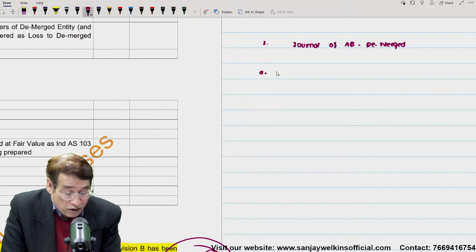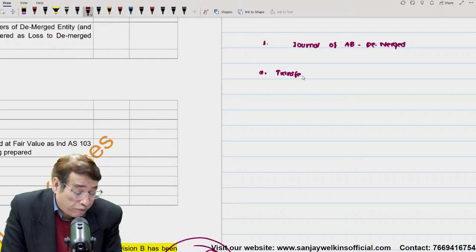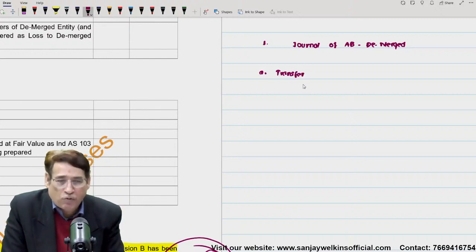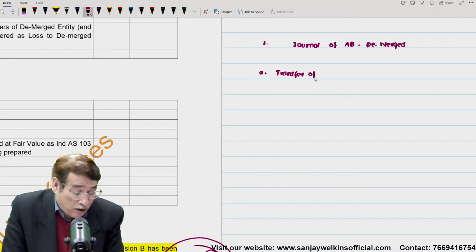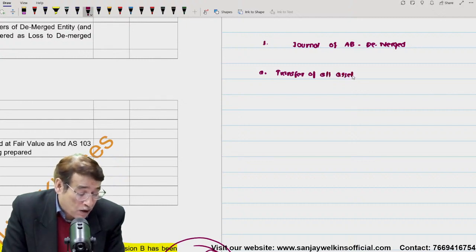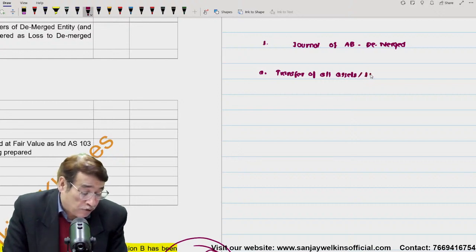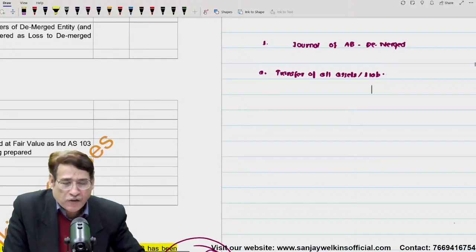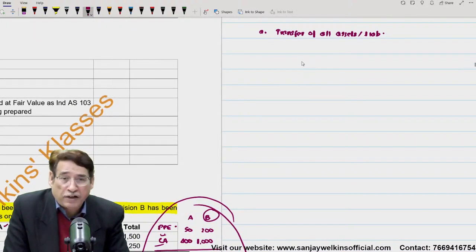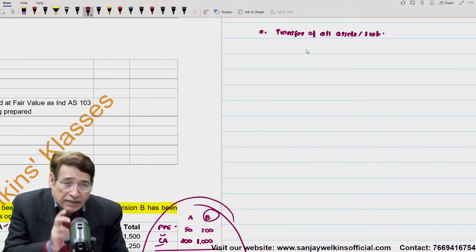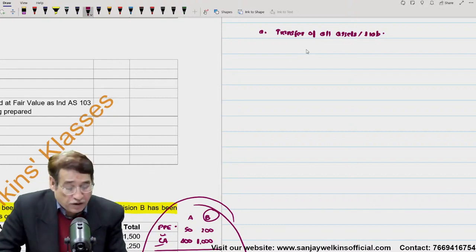In fact, you write: Transfer of assets and liability. At least for God's sake, write one question, complete solution in your own handwriting. You will see the difference. Transfer of all assets and liability. Correct? It is always better. Nowadays, trend is to write the narration at the top rather than at the bottom. Correct? Now, look into the assets and liabilities of the demerged entity.